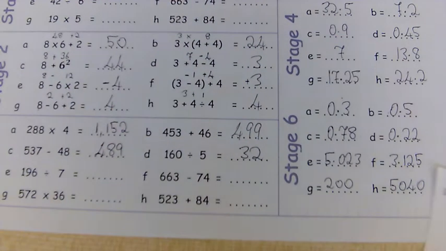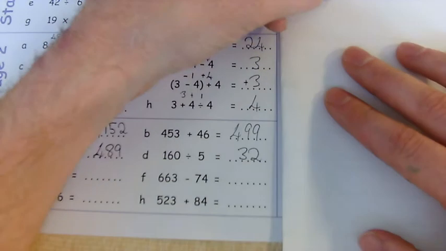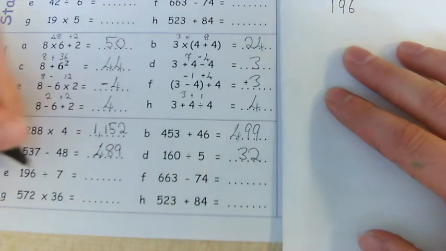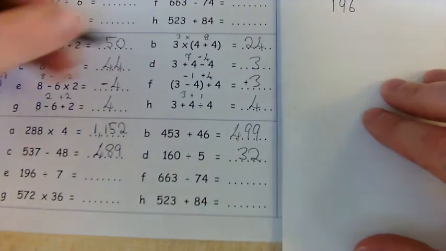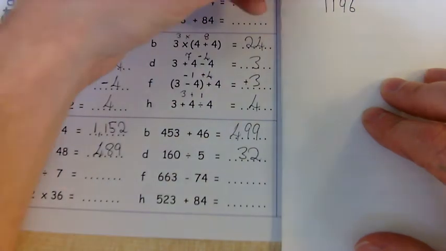Staying with division. We've now got 196. Again, that was the first number, so that goes inside my bus stop, like so. And it's being divided by 7.